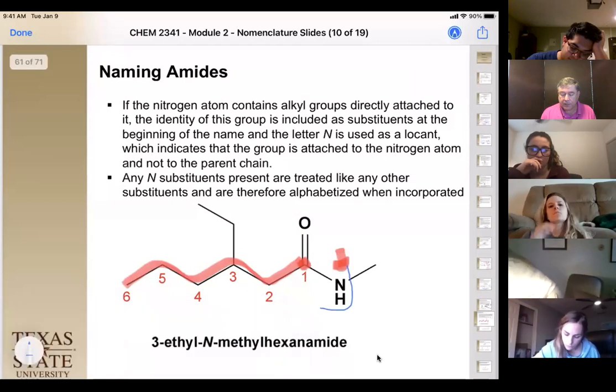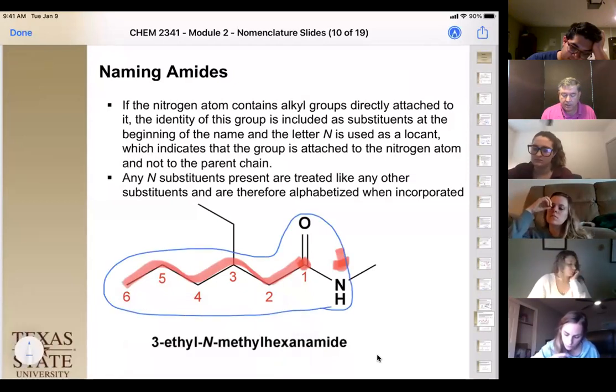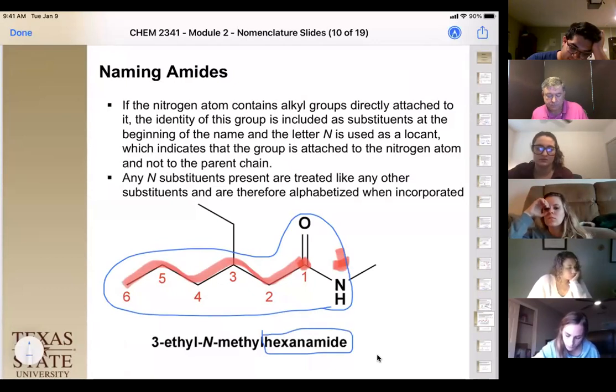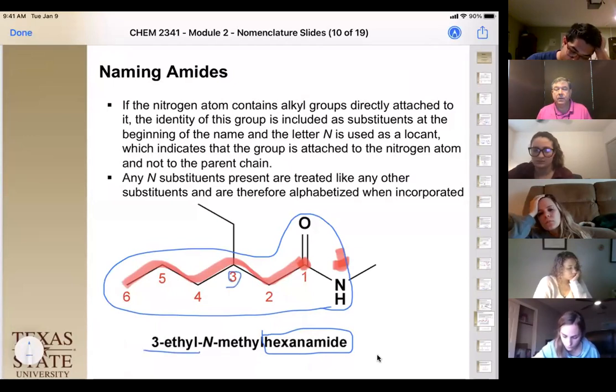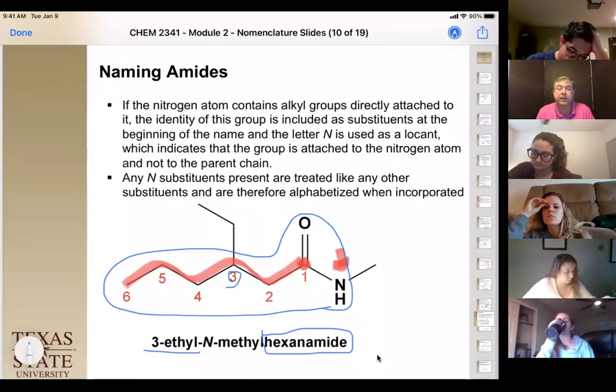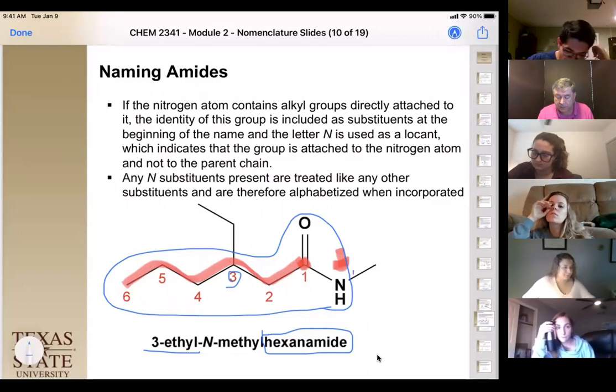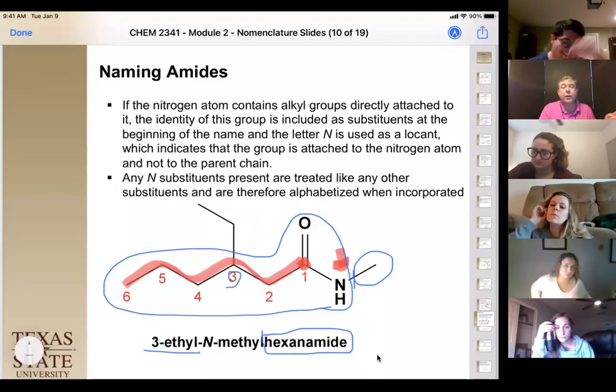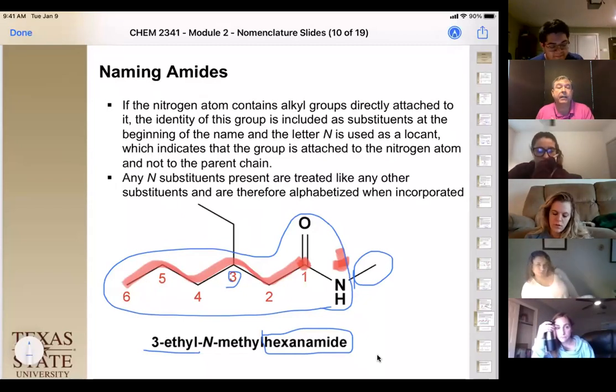So we've named our parent chain. All this part right here is covered by hexanamide. Okay, we have a substituent on that chain, and it's in the 3 position. So we have that 3-ethyl. But wait, on the previous slide, we had 2 hydrogens on that nitrogen. Okay, meaning that it was an unsubstituted amide, and we named it as the amide. However, we have a substituent on that nitrogen, but we only number the carbons. So how can we signify that there's a substituent on that nitrogen?